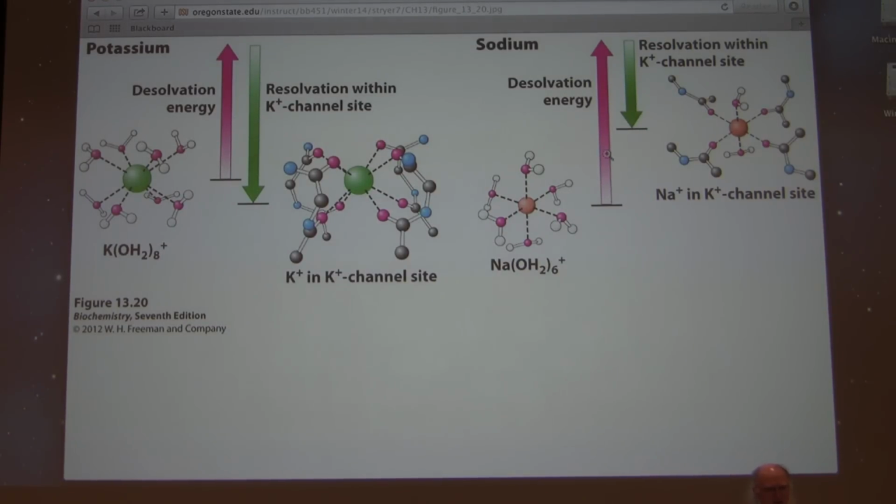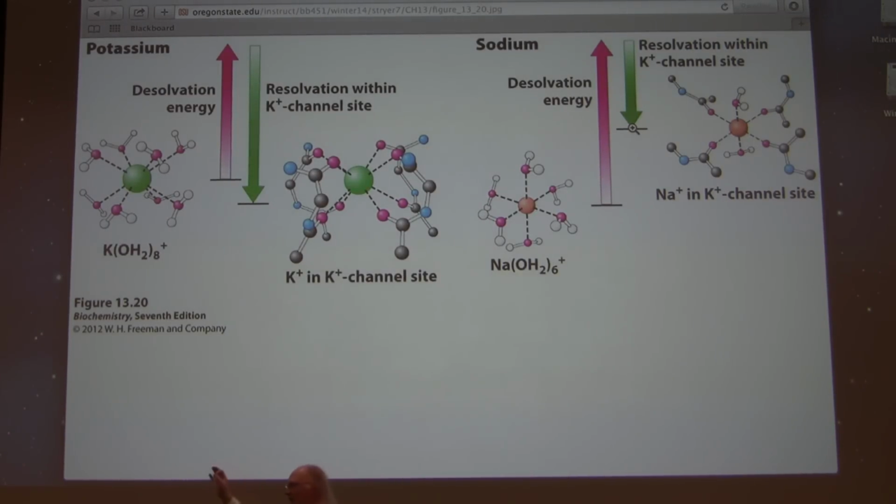Sodium, here's the desolvation energy. It actually takes a little bit more desolvation energy again because sodium has a different dimension. There's the desolvation energy, and here's the resolvation energy it gets on going through. It's energetically unfavorable.